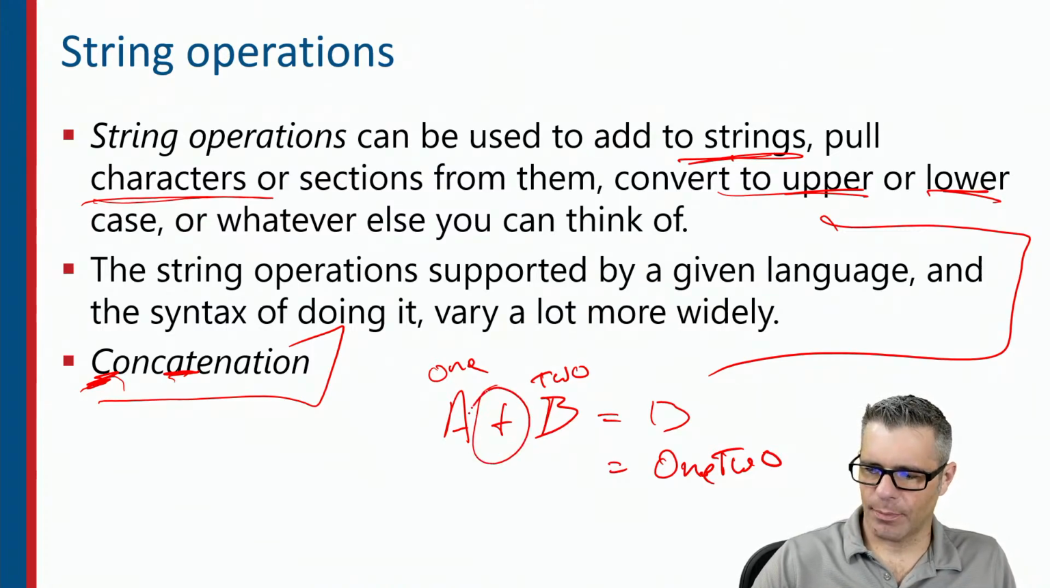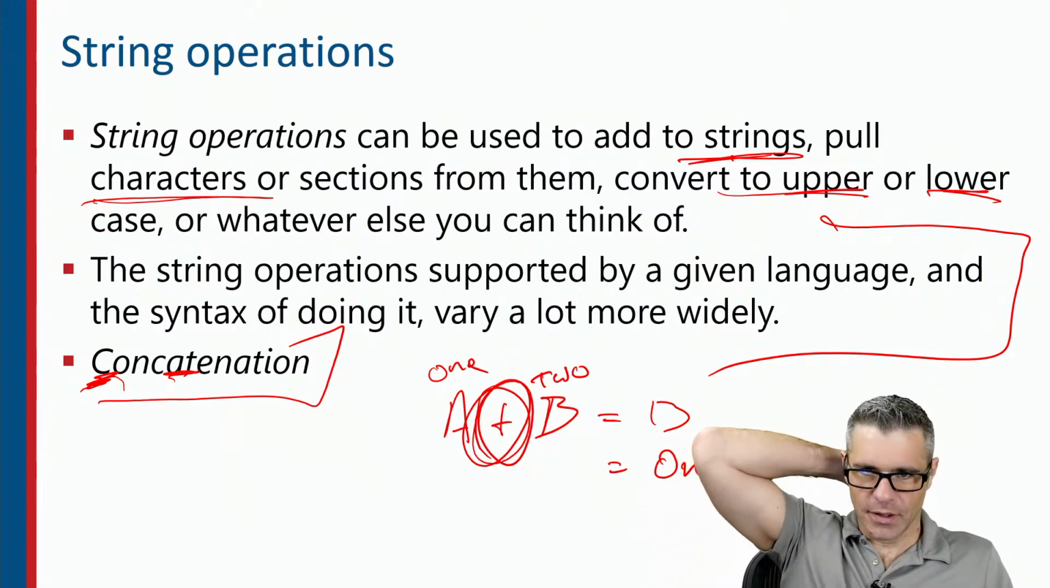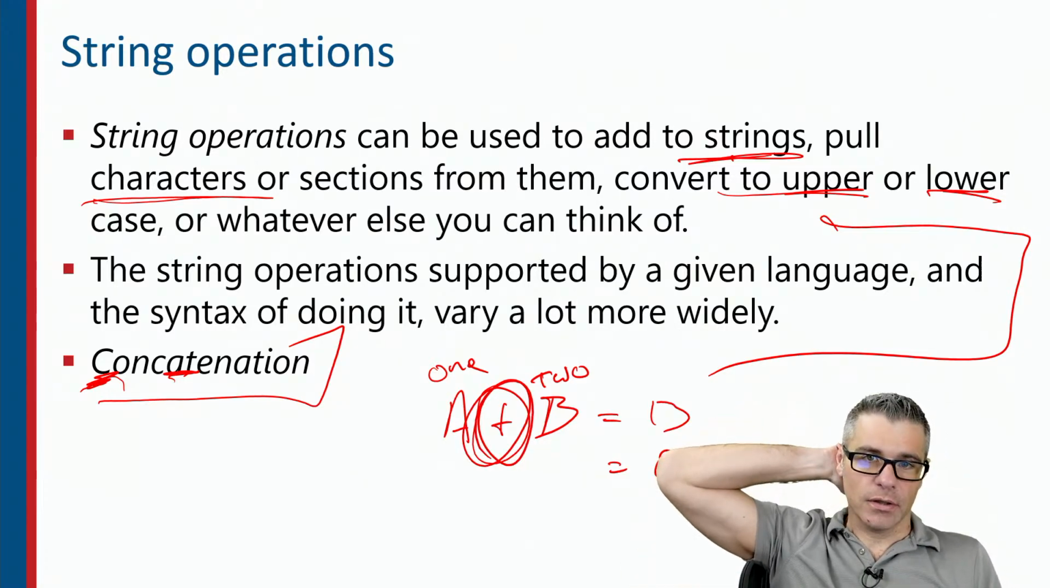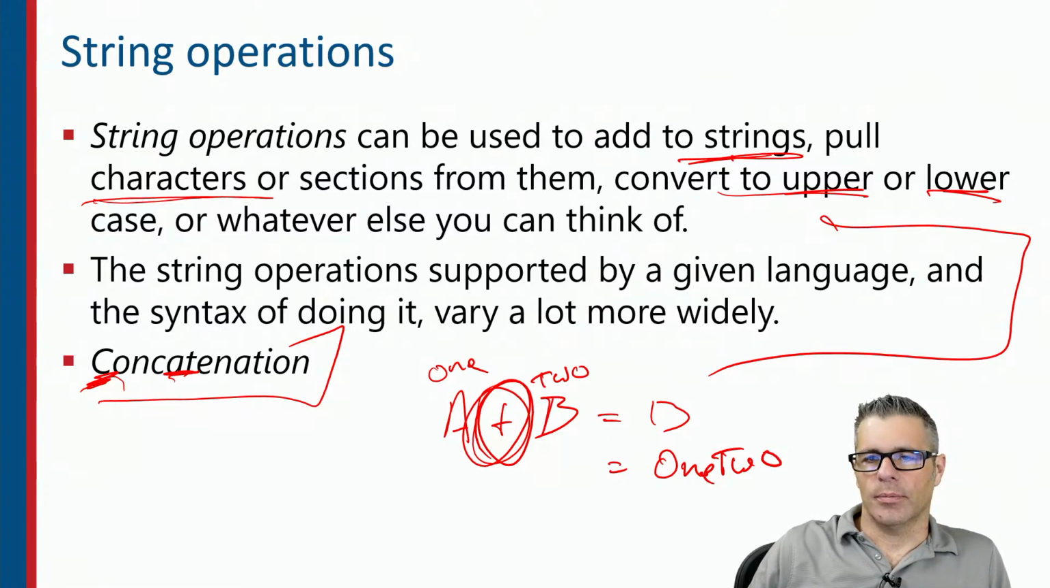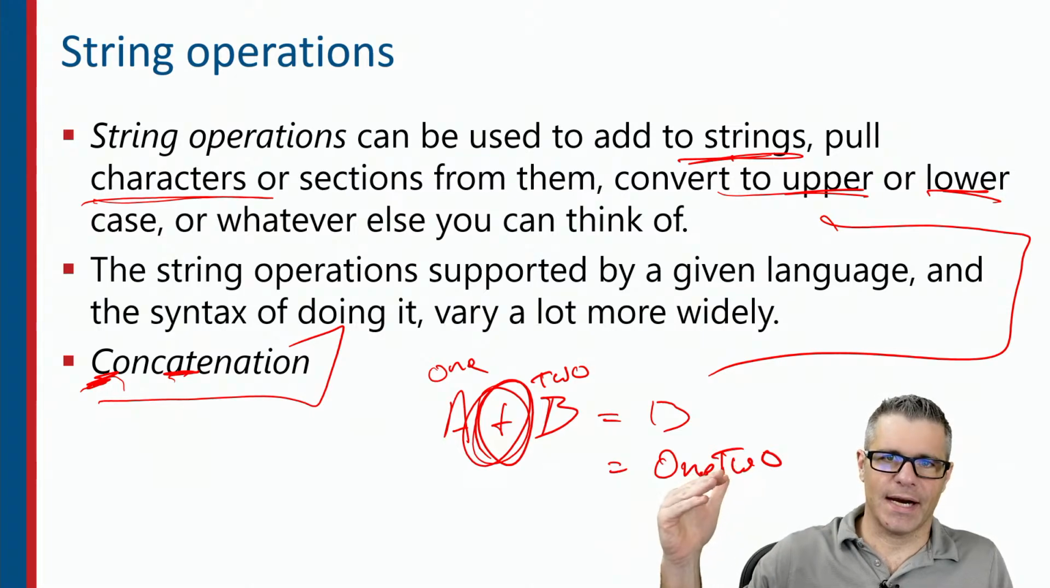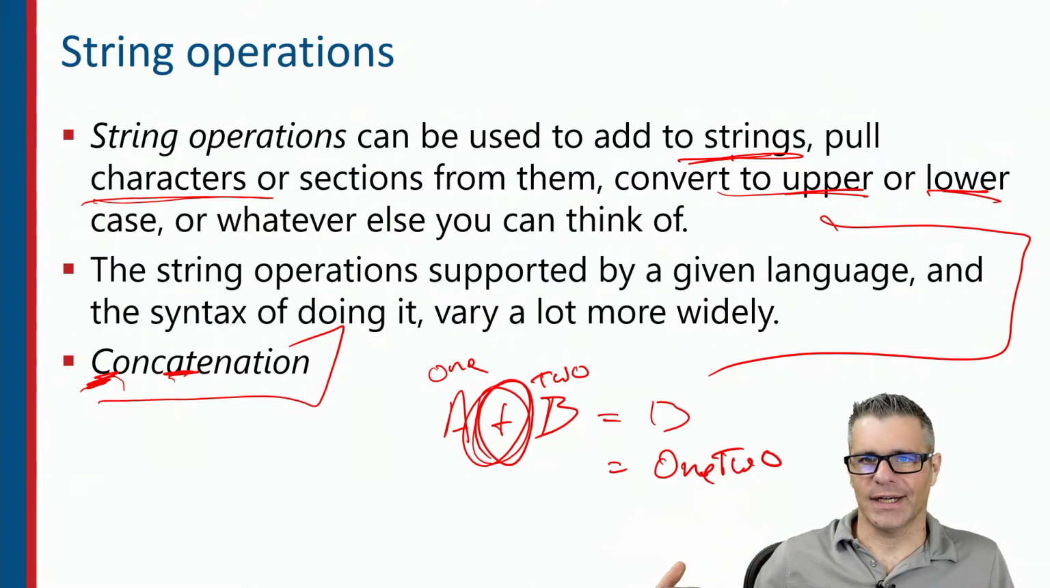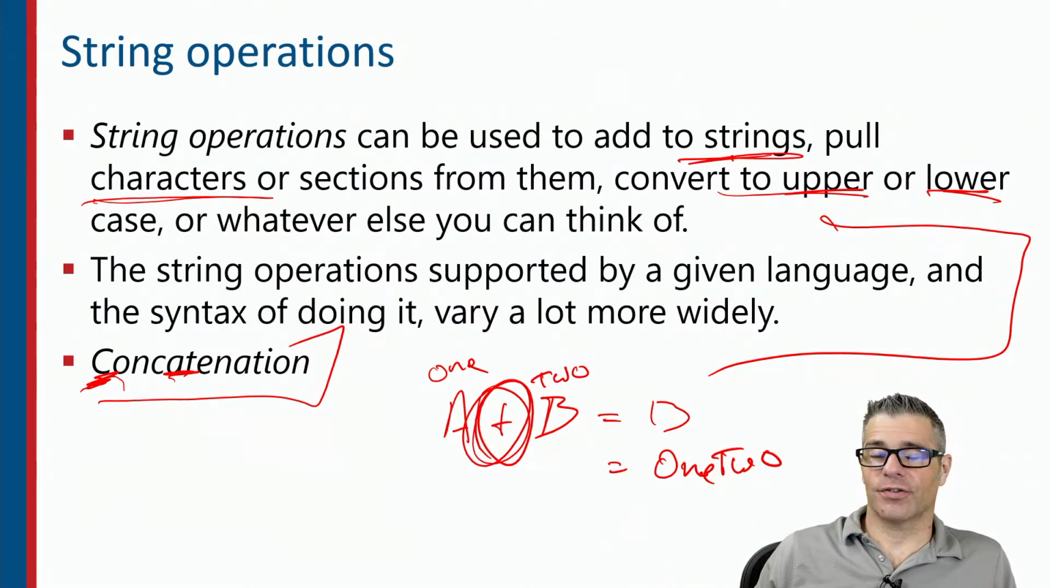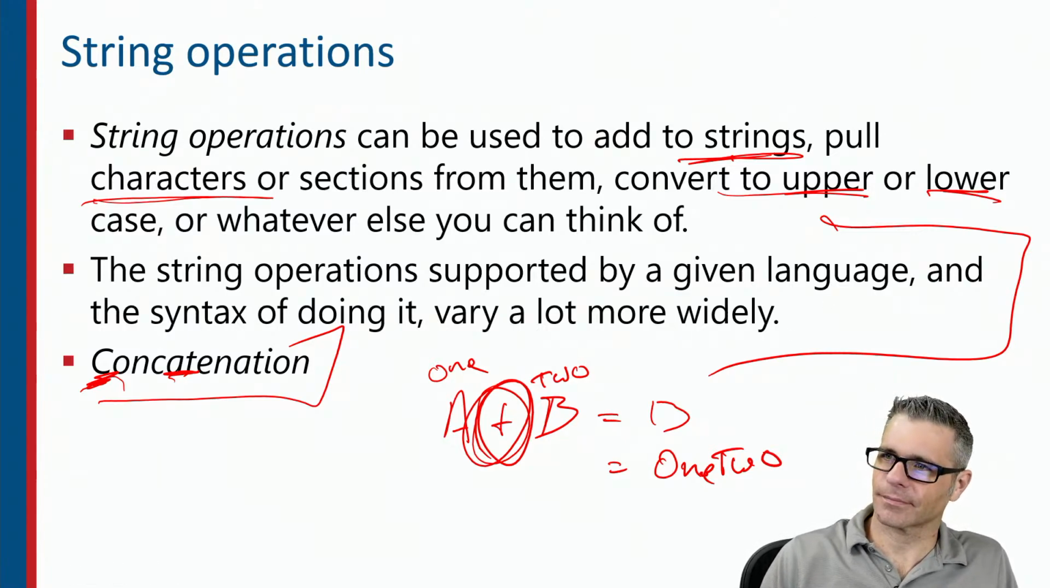We call an operator that does more than one thing overloaded. So in Python, the plus operator is an overloaded operator. It will do mathematical addition, and it will also do string concatenation, which is a great way to screw up your Python code. Try not to do that.